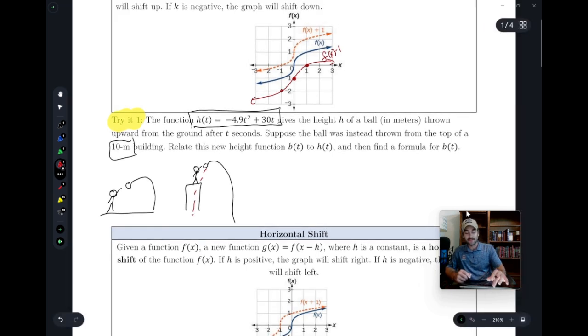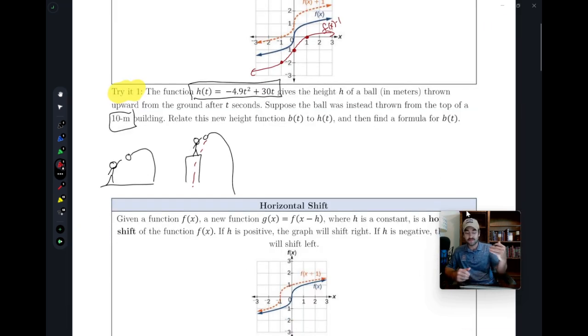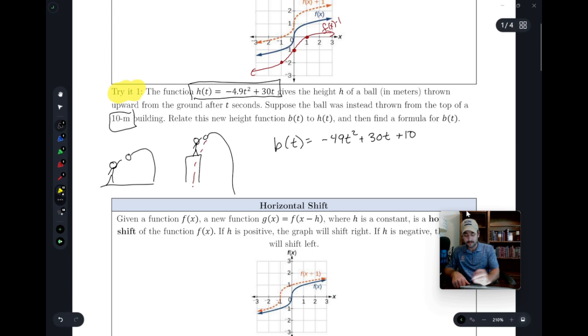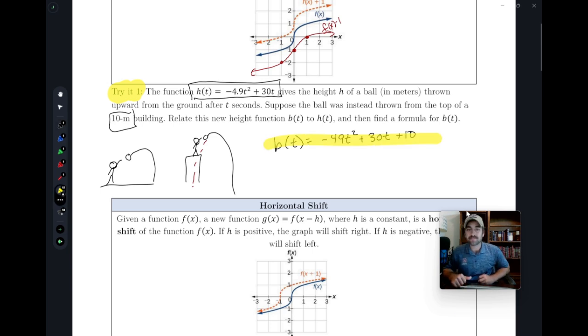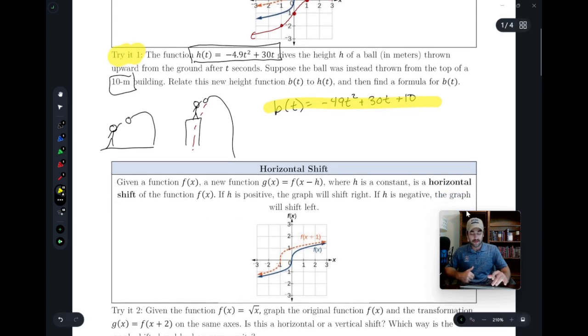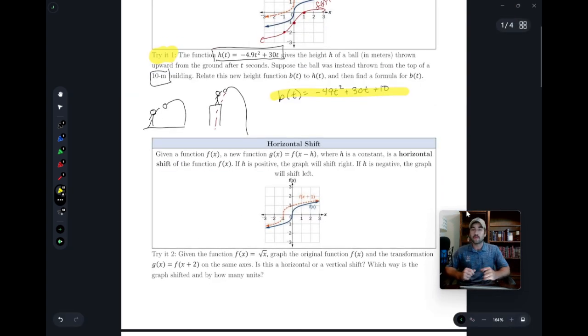Basically the only thing that happens is, like we just said, to vertically shift something, if it's not moving left or right, all you have to do is add something outside of the function. So b of t, the new function, is going to be exactly the same thing, leaving all of the variables alone and adding 10 to the outside. And that's it. Vertical shifts are probably the easiest to graph and to write in an equation, so that's why we start with it.